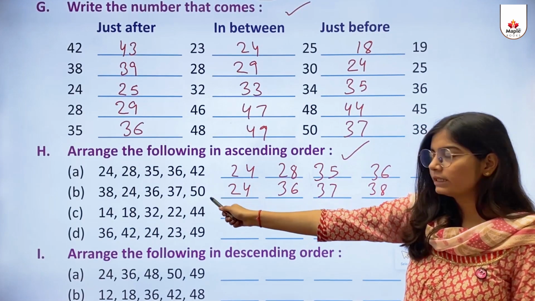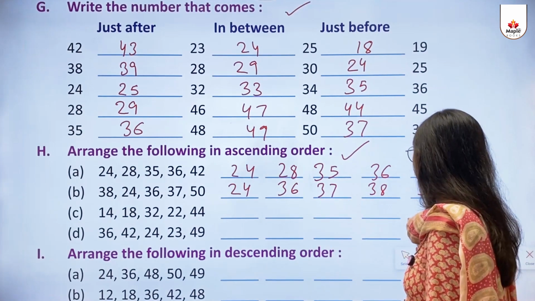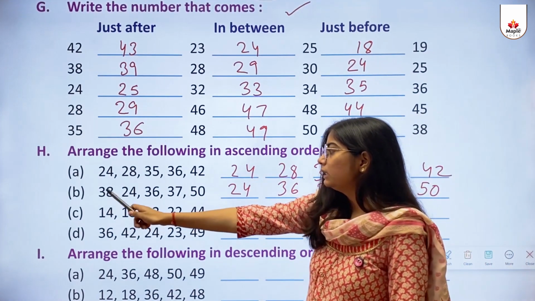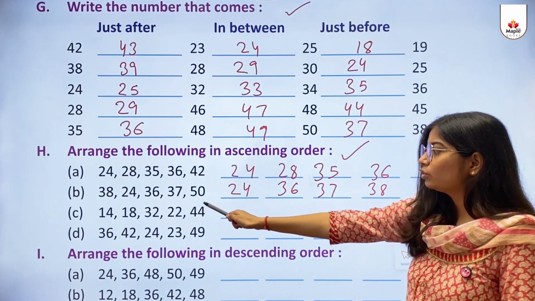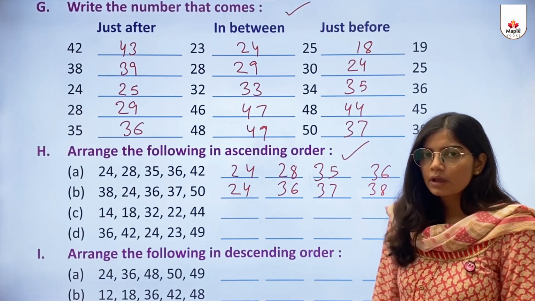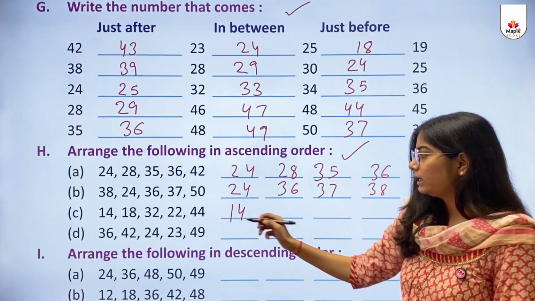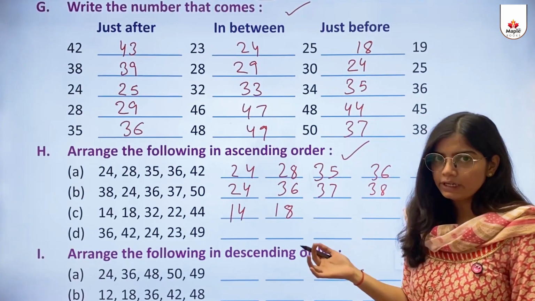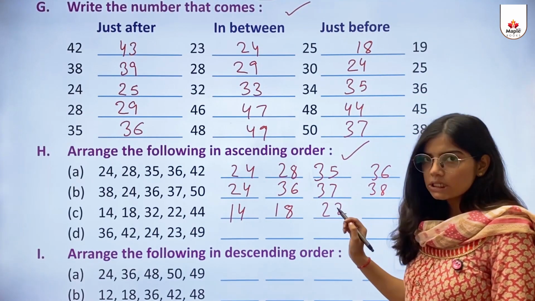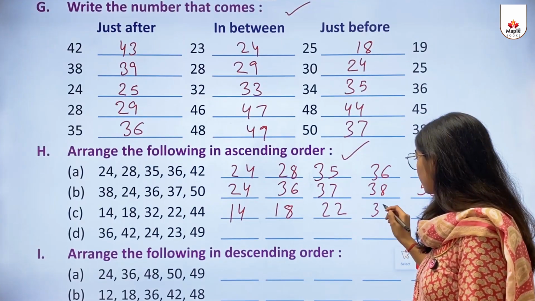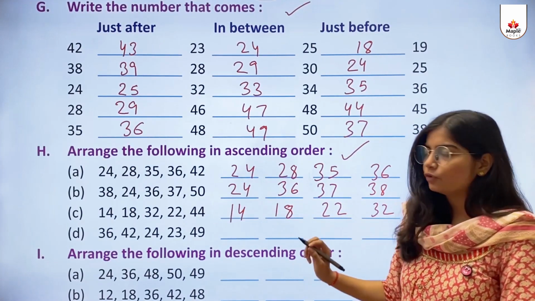And the largest one is 50. Then C: 14, 18, 32, 22, 44. Now the smallest one is 14. Then 18, 22, 32. And the largest one is 44.